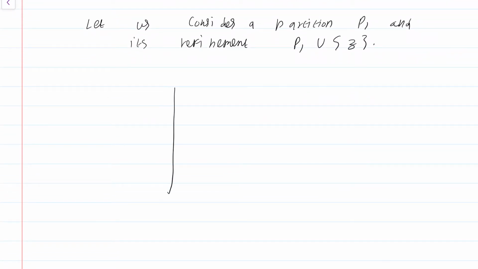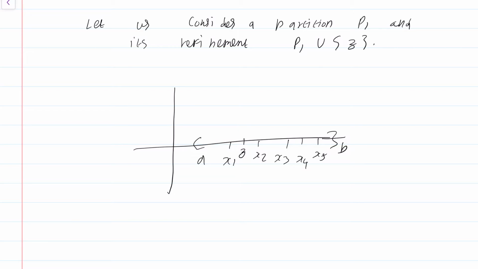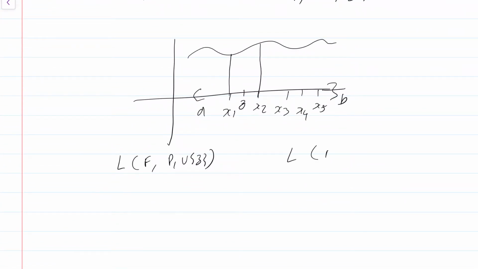So again, let's draw the picture. We'll draw a sort of sketchy picture where not much of the situation is fully captured. So you have x1, x2, let's say x3, x4. Let's say in the middle of this, you are adding this point Z. Okay, so we have this function which is somewhere floating in the air. What is happening is, when you compute L of F,P1 union Z, we have to compare this with L of F,P.